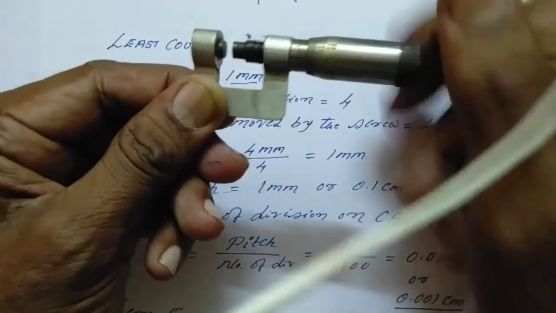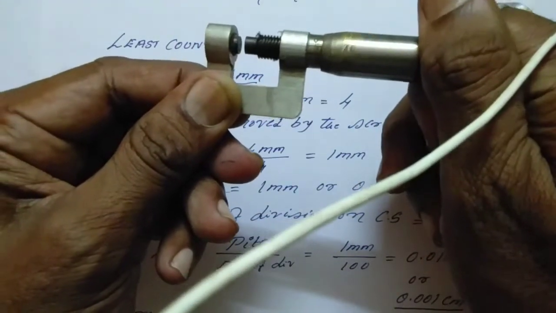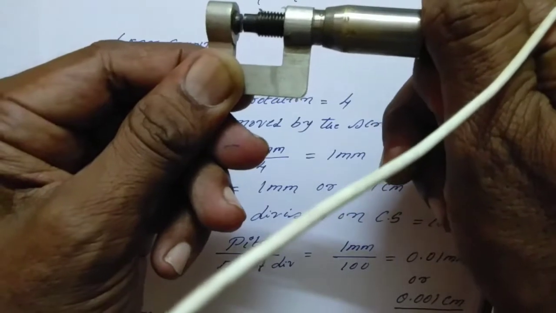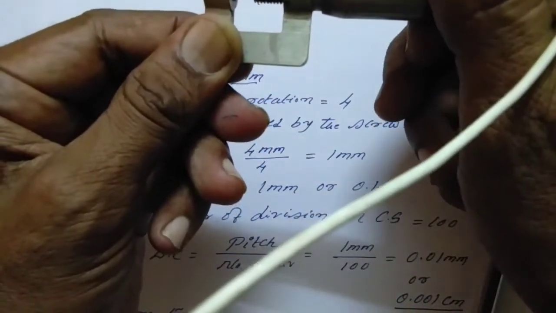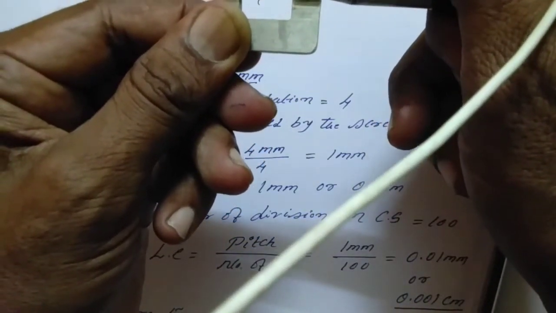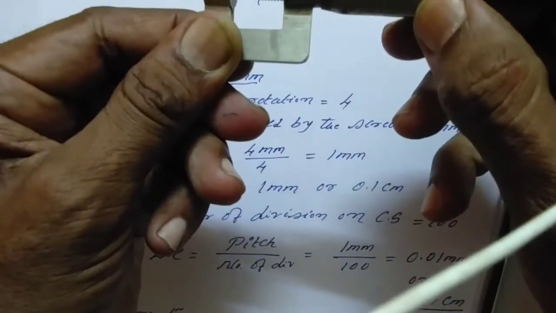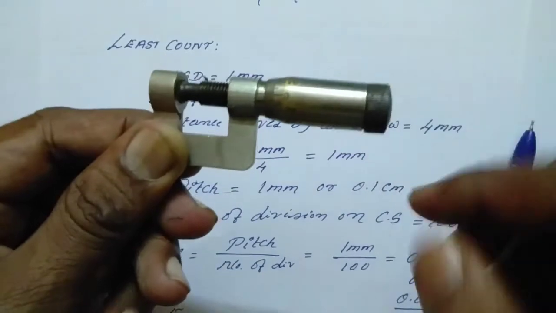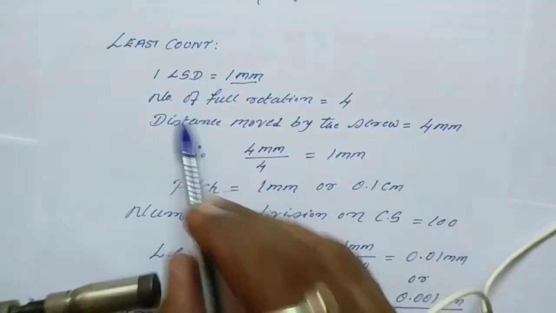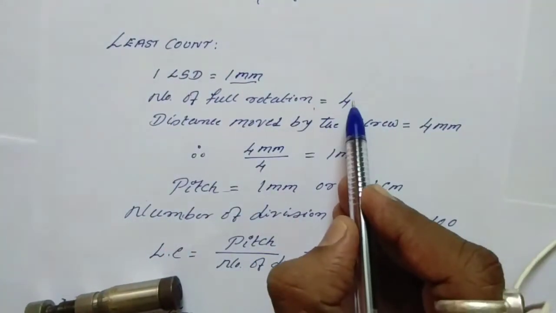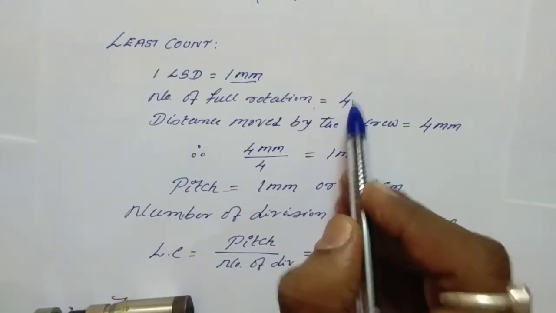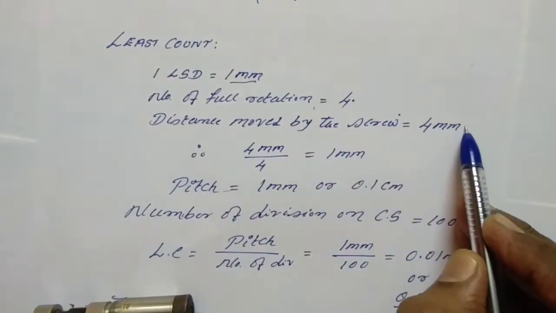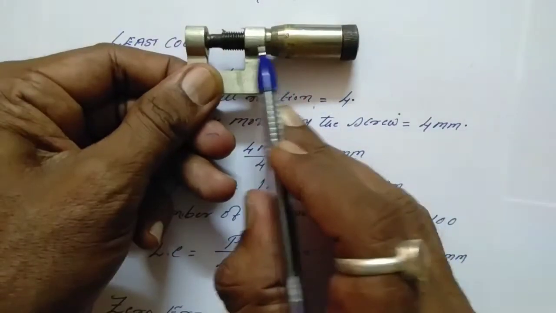1, 2, full rotation. 3, then 4. Okay, so you will get the sound here. The full rotations I had given: the number of full rotations is equal to 4. The distance moved by the screw is how much? 4 millimeter. It has moved 4 millimeter.